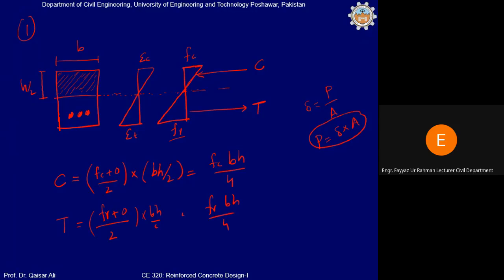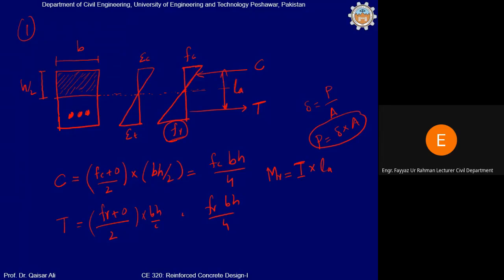Now, from this you can also calculate the resisting moment capacity, MR, which will be equal to the tensile force multiplied by the lever arm. Why are we taking the tensile force? Because the capacity at this stage is controlled by the tensile force, by this FR. Clear? And multiplied by this lever arm.